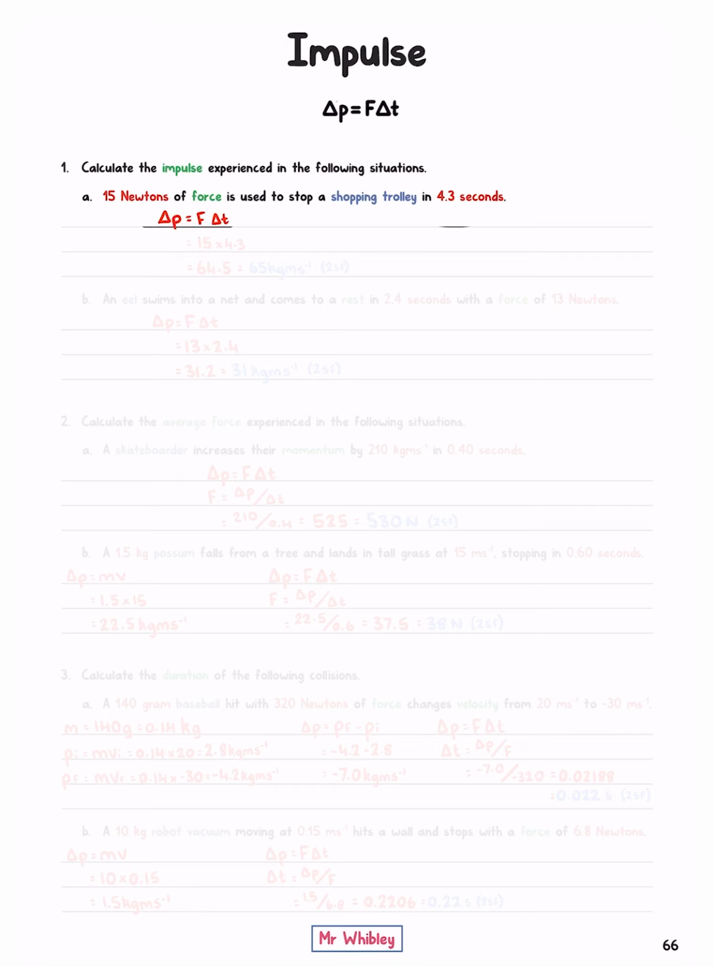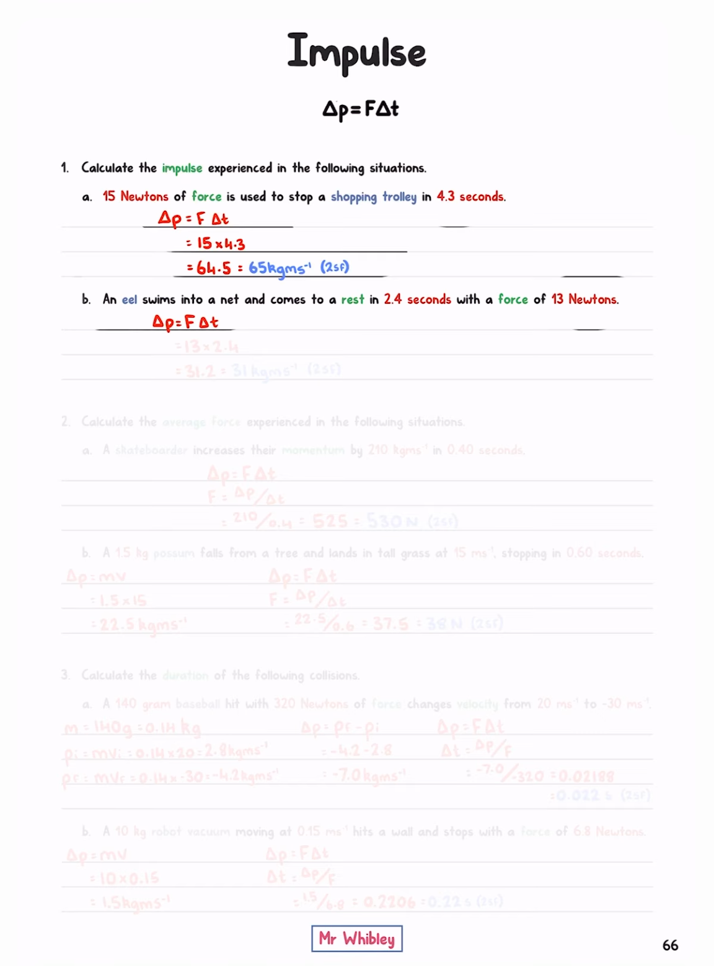Knowing our impulse equation, knowing our force and our duration, gives us 64.5 or 65 kilogram meters per second to two significant figures. An eel swims into a net and comes to a rest in 2.4 seconds with a force of 13 newtons. Once again, using our impulse equation, our force is 13, our time is 2.4, giving me 31.2 or 31 kilogram meters per second to two significant figures.